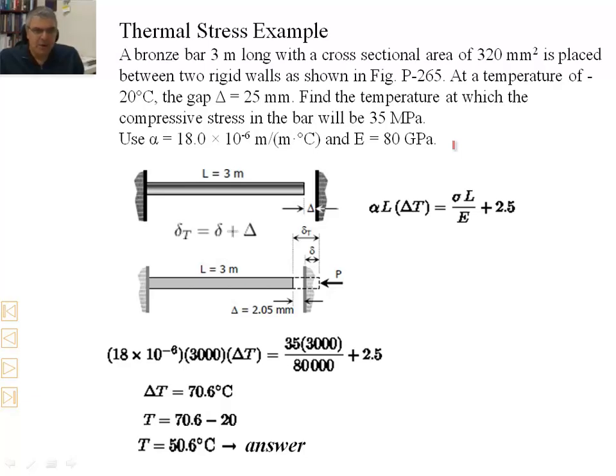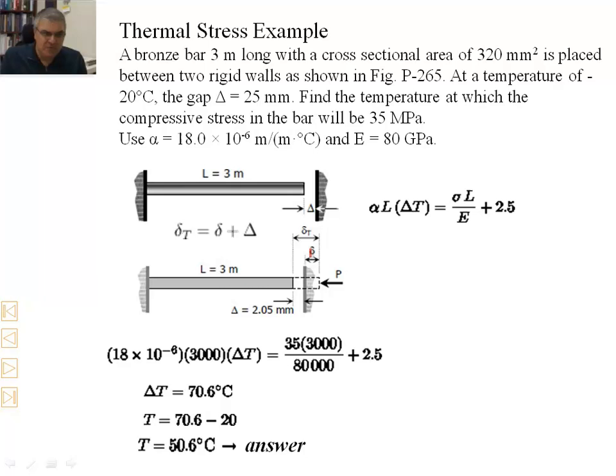And for the small delta, that is the delta that would be from the reaction P, and there would also be a capital delta if the end of this bronze bar is free to move. Okay, so remember, if the end of this bar is free to move by an amount of delta, then that will be the total delta of the system.